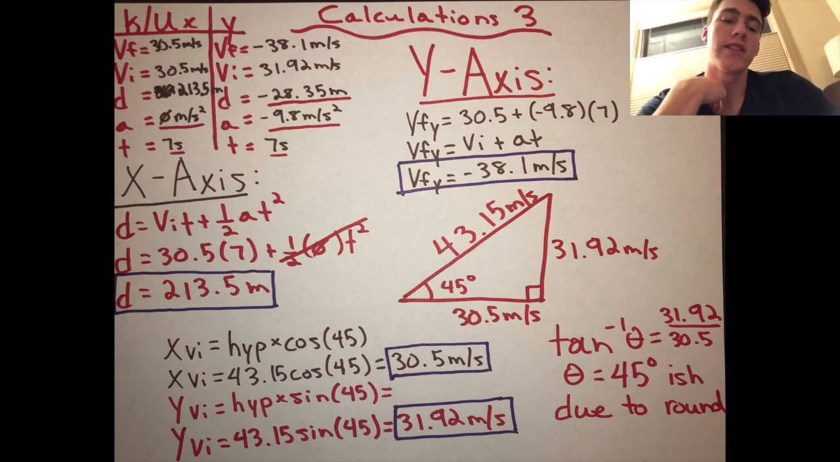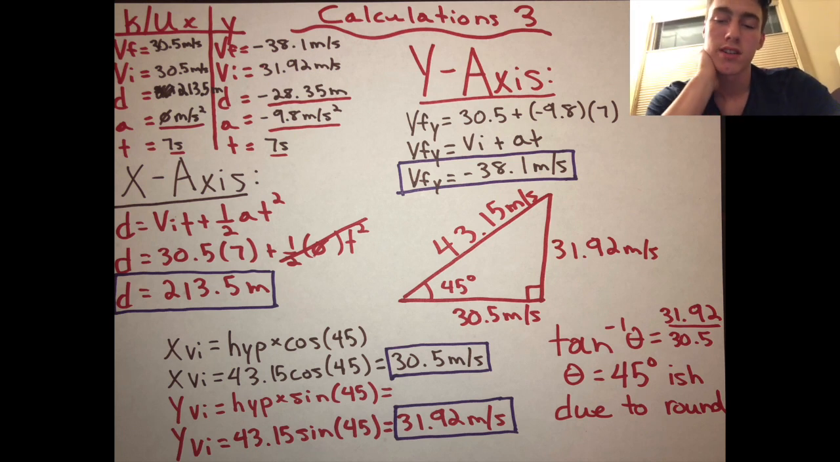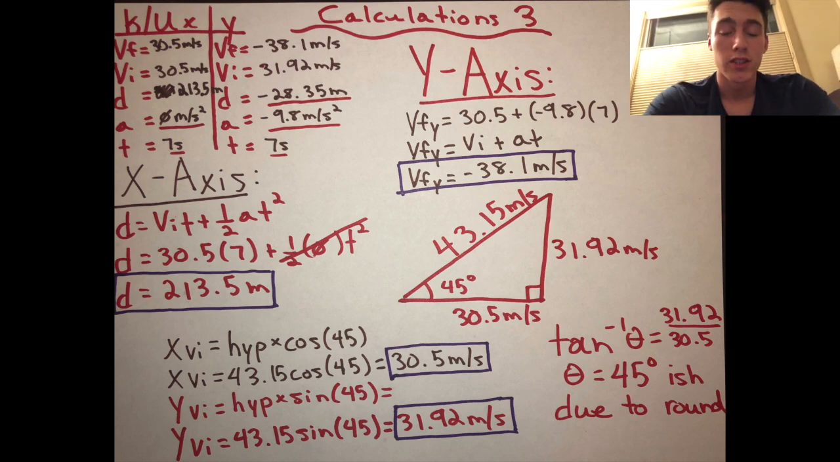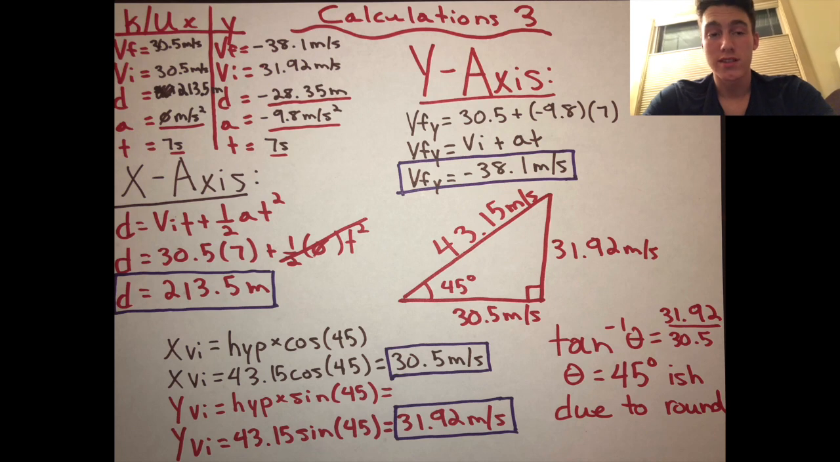I moved into finding my distance in the x-axis and my final velocity for my y-axis. I didn't have to find my final velocity for my x-axis because I knew that it'd be exactly the same as my initial velocity. So for my final velocity, I used the equation VI plus AT, which equals my velocity final, which was negative 38.1 meters per second. I know that it's negative because it's falling downward. It is going at a positive velocity in the negative direction, making the velocity negative.